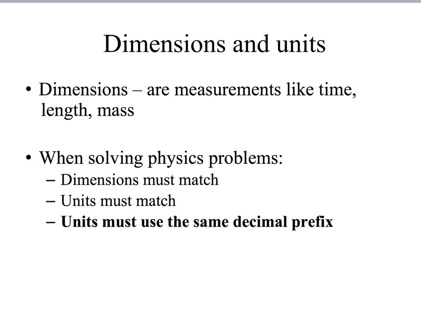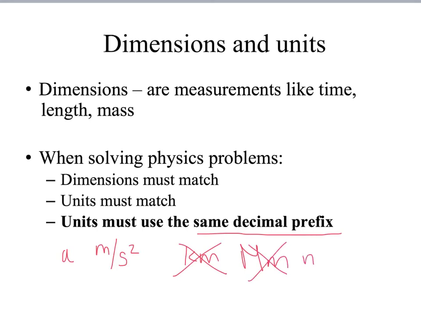Units must have the same decimal prefix. Okay, so again, acceleration is meters per second squared. So no kilometers, no megameters, no nanometers. You'd have to convert all of those into the same decimal that your equation requires.